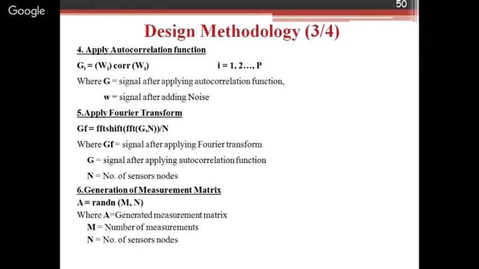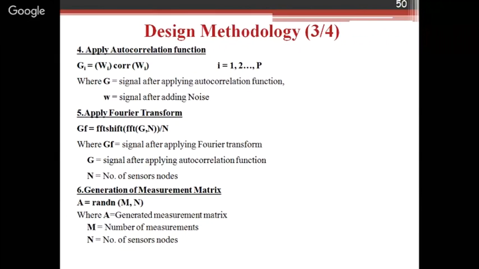After that, we apply the autocorrelation function, so that in that data I can find out the pattern. I can distinguish the noise from my original data, and then in order to exploit the sparsity of the signal, I have applied the Fourier transform. All the functions which I have written there can be directly applied in MATLAB, and you can see the waveforms. I'll show you. And then the generation of the measurement matrix, the A matrix. On the basis of that, the fewer measurements have been generated. That's what I have shown you by linear algebra.